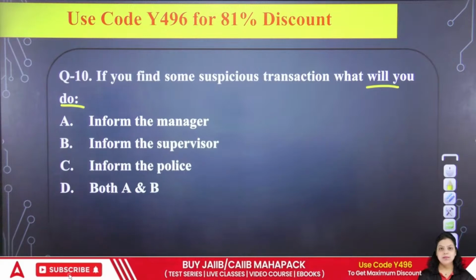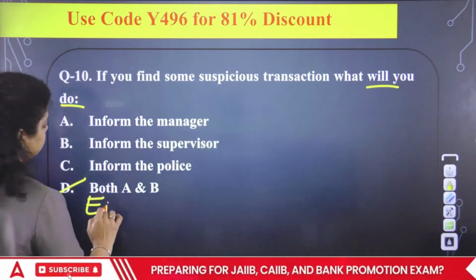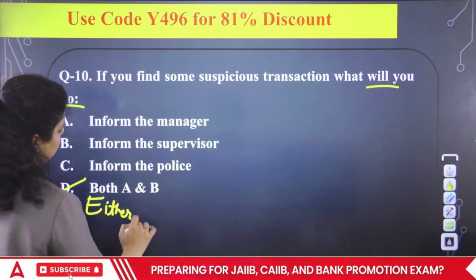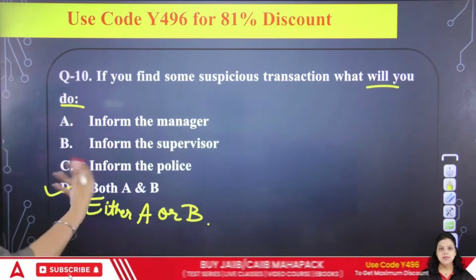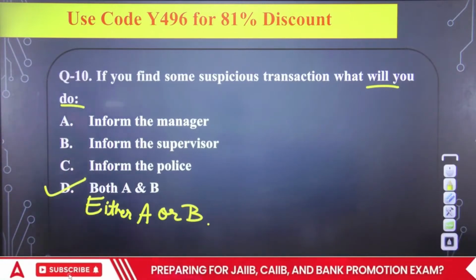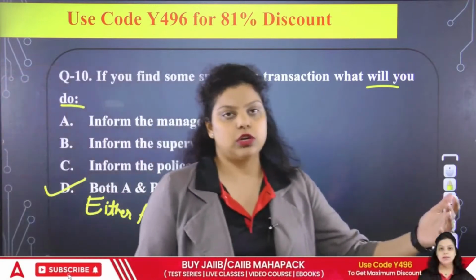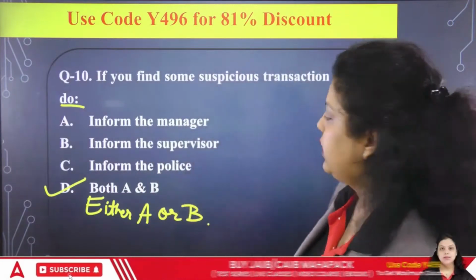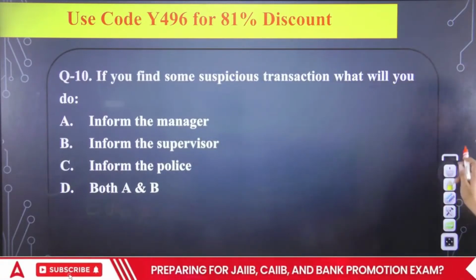So the right answer will be your D, or I can say it should not be both A and B, it should be either A or B, whoever you find to inform about the suspicious transaction. Either you can tell the manager about the transaction, or you can go to the superior also. So the right answer will be your D option.